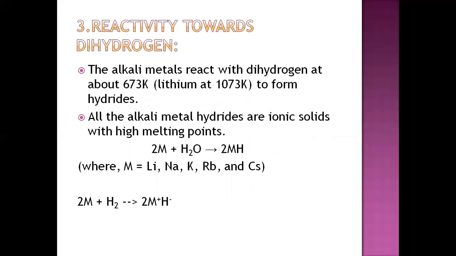Reactivity towards dihydrogen. The alkali metals react with dihydrogen at about 673 Kelvin, lithium at 1073 Kelvin, to form hydrides. All the alkali metal hydrides are ionic solids with high melting points. That means M reacts with H2 to form MH, and M can be lithium, sodium, potassium, rubidium, and cesium.